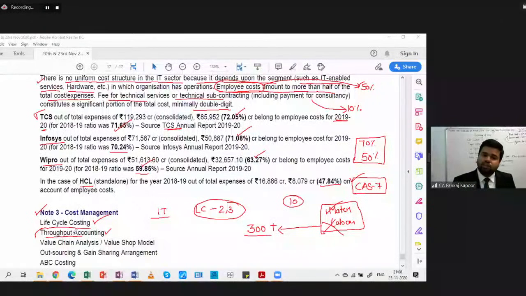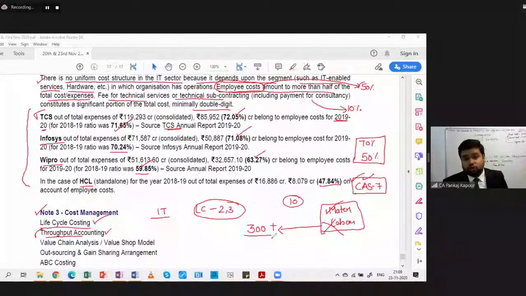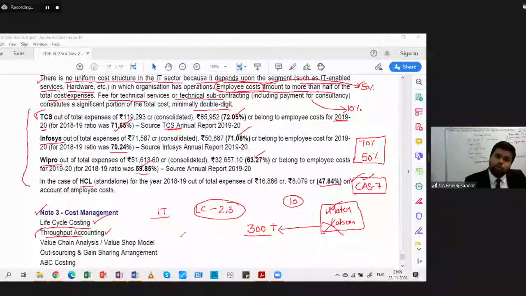Friend, I believe that you already studied throughput accounting in the earlier chapters, so I'm not explaining it. I'm just asking you to consider that 50 to 70% of the cost is employee cost, and employee cost cannot be considered a variable cost. It must be considered a fixed cost. If 50% of the cost, which earlier you used to consider variable, you now consider fixed, obviously your entire contribution and PV ratio are going to change. Hence, throughput accounting is essential to apply.